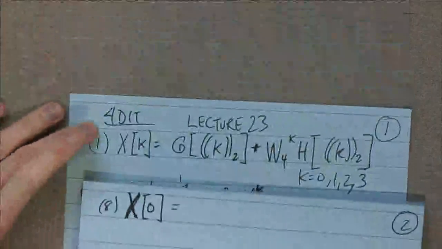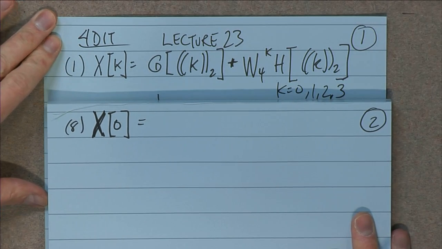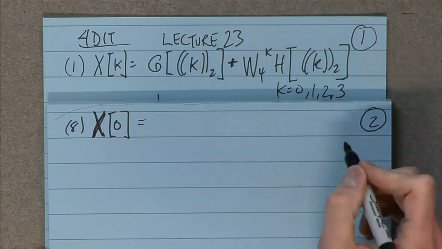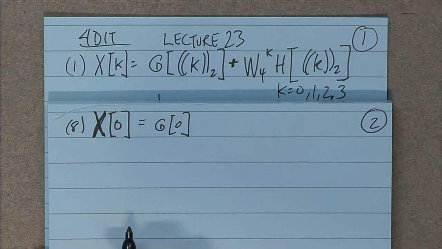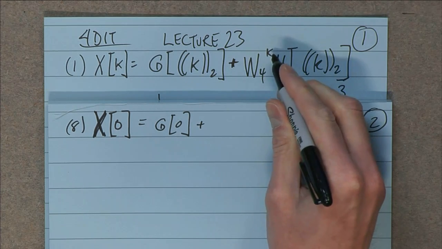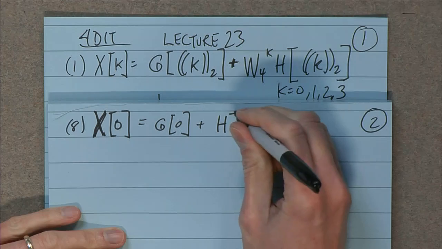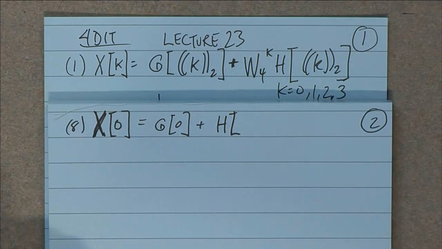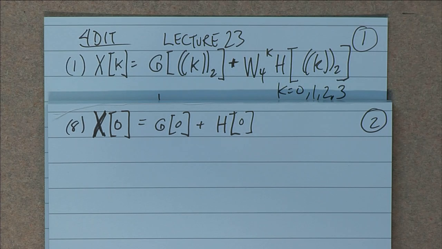Maybe I'll do this so we can see what we're working with. We're going to implement equation 1 now. If k is 0, that's easy. G of 0 modulo 2 is 0, not a problem. W4 to the k is just W4 to the 0, which is 1, so that's easy. That just leaves us with H of 0 modulo 2, which is 0, since k is 0. So that's our first equation for the output.